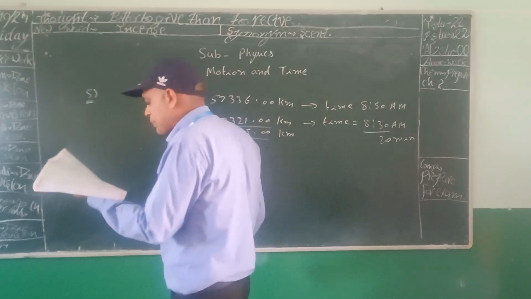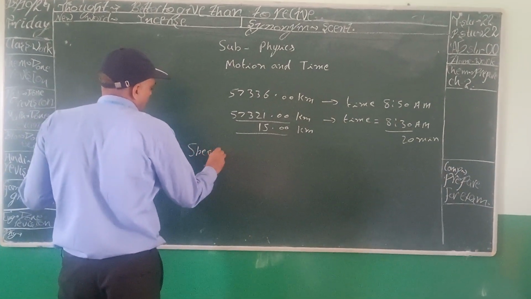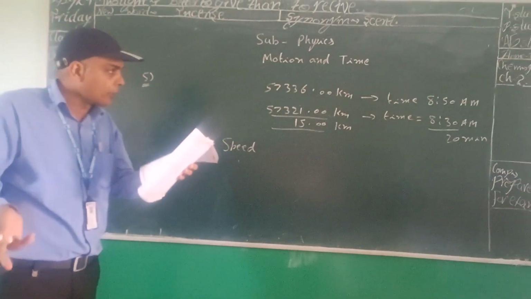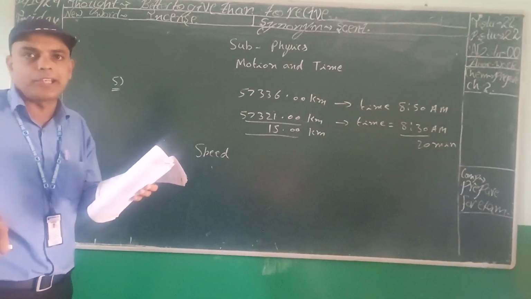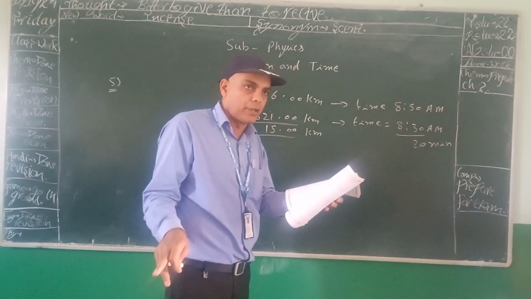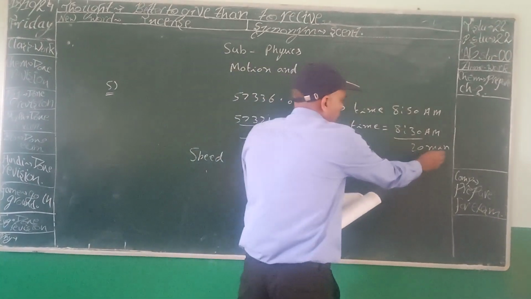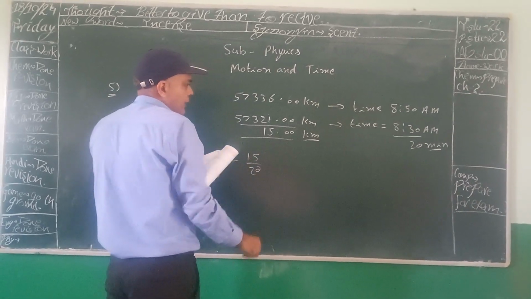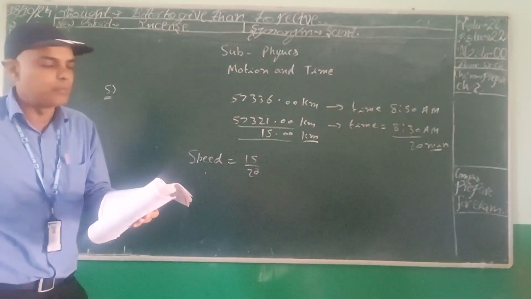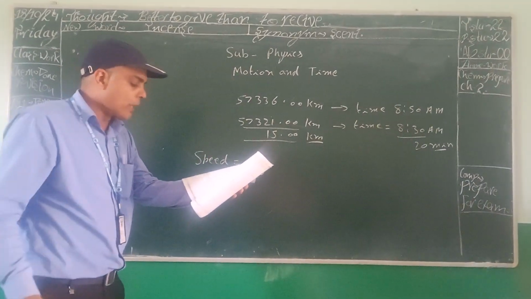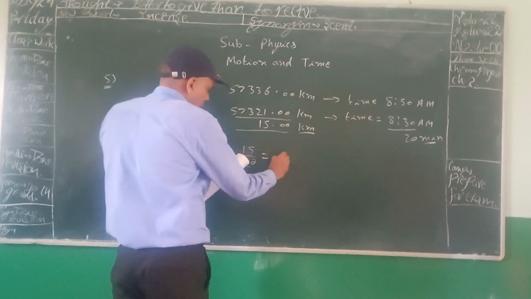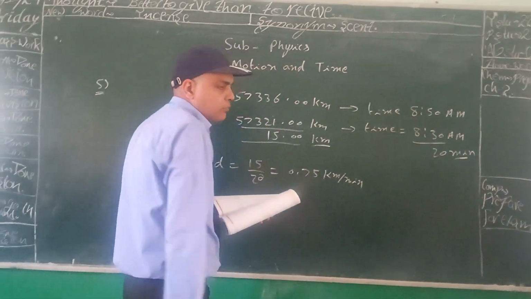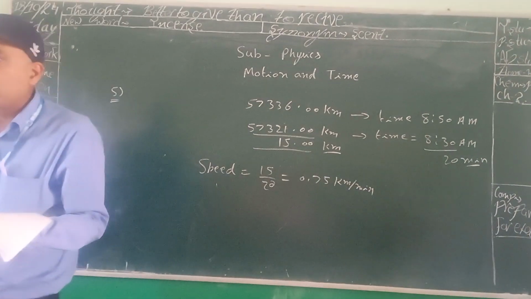Now you have to calculate the speed. He is demanding it in kilometer per minute. So this is kilometer, this is per minute. No problem. Simply you have to divide it: 15 by 20, distance by time. It comes out to be 0.75 kilometer per minute.